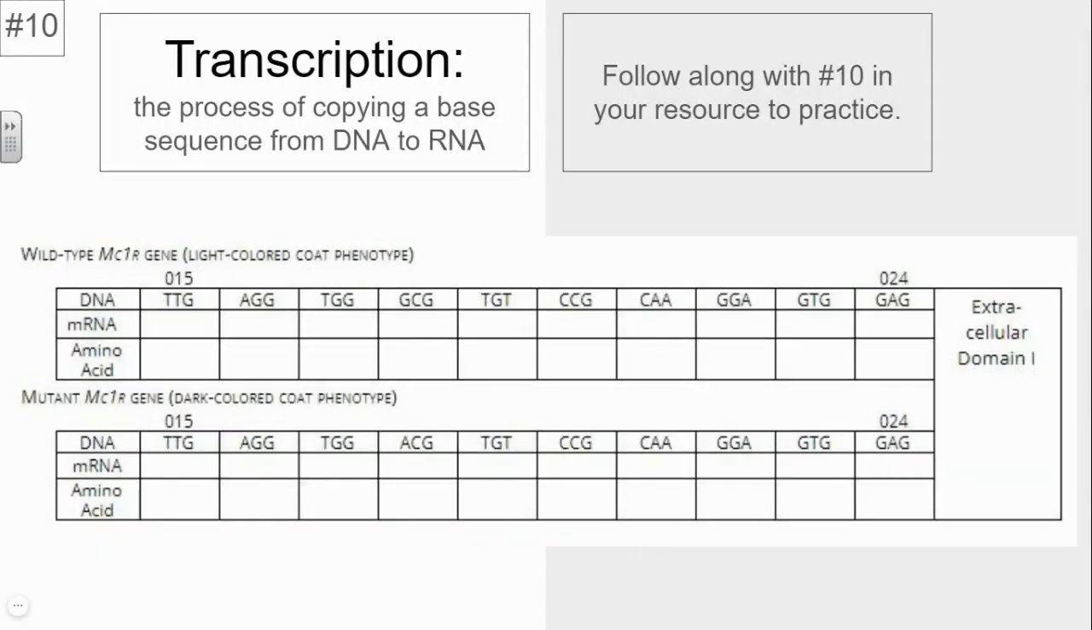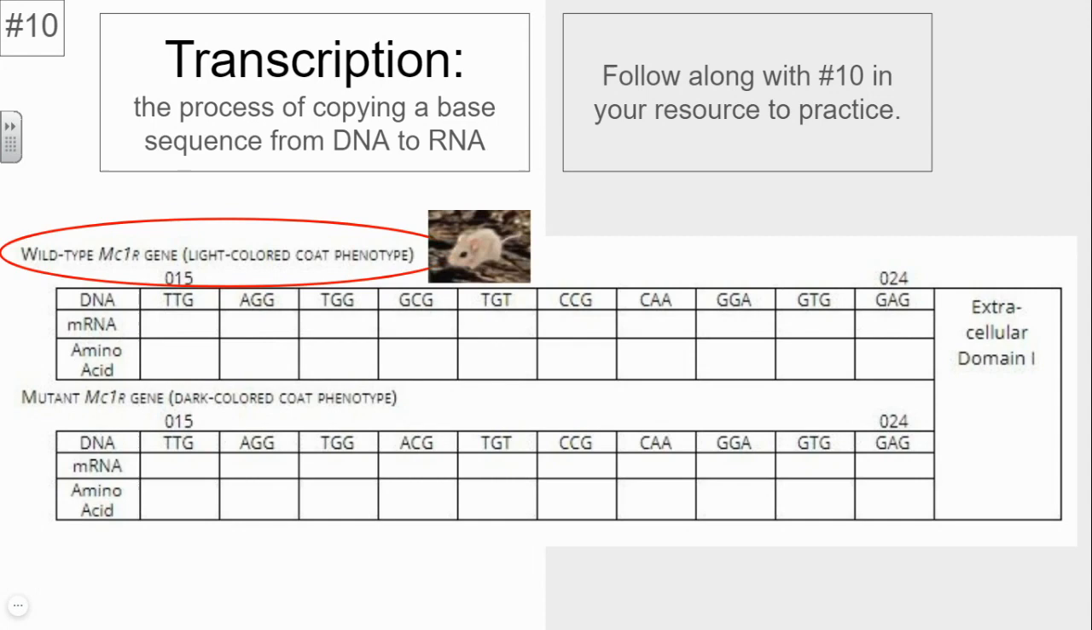Welcome back. Now we're going to practice transcription, the process of copying a base sequence from DNA to RNA. In the video, you saw that the scientists did a lot of work to find the sequence of the genes that caused the color differences in rock pocket mice. What they came up with were some mutations in the gene called MC1R. We're going to work in number 10, so follow along in your resource to practice.